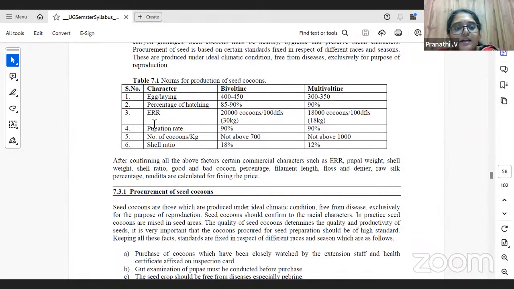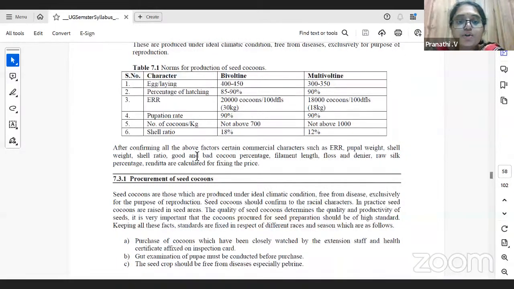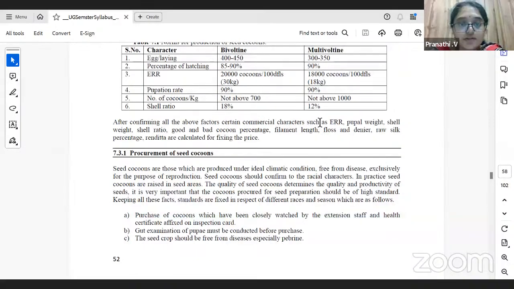These are the characters like egg laying, percentage of hatching, then ERR, and then your pupation rate, number of cocoons per kg, shell ratio. And for bivoltine and multivoltine, how is it going to be? The number of cocoons per kg of bivoltine is not going to be above 700, whereas multivoltine is not above 1000. Shell ratio should be around 18%. Shell ratio should be around 12%.